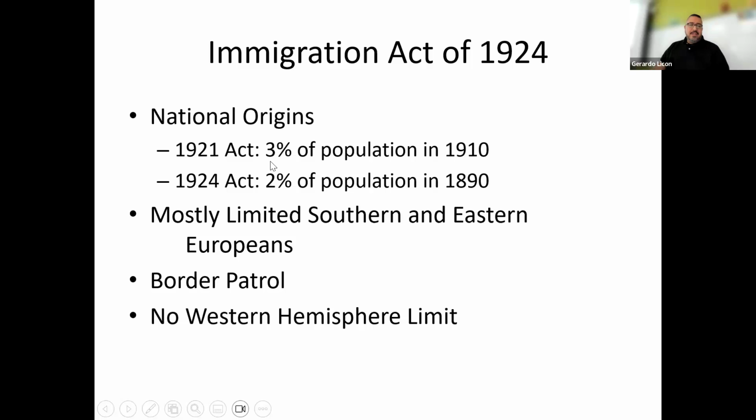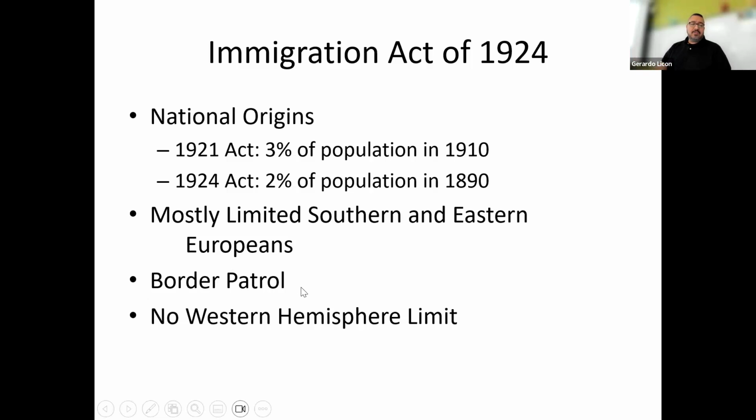In 1921, they said that 3% of the population that was already here in 1910 could come. So let's say we're talking about Italians. They would say, okay, what was the Italian population in 1910? Well, 3% of that can come in every year. But then 3 years later, 1924, they said, no, instead of 3%, let's make it 2%. And instead of making it 1910, when a lot of Italians were already here, instead, let's pick 1890 before most of them came. And so it was an effort to tighten up, to be more strict, more restrictive, especially on Southern and Eastern Europeans.